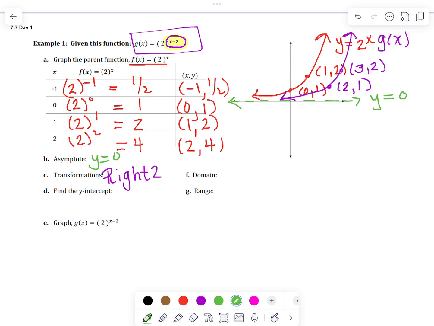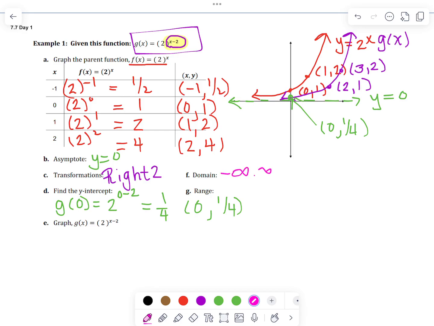To find the y-intercept, we evaluate the function, and we're doing the g of x function. So g of 0 is 2 raised to the 0 minus 2, and then we have to use our calculator, and we get 1/4. So the y-intercept is over 0 up 1/4, right there. Over 0 up 1/4. The domain, you can substitute any number in to the g of x function. And then the range of values, everything above that green line, y greater than 0.